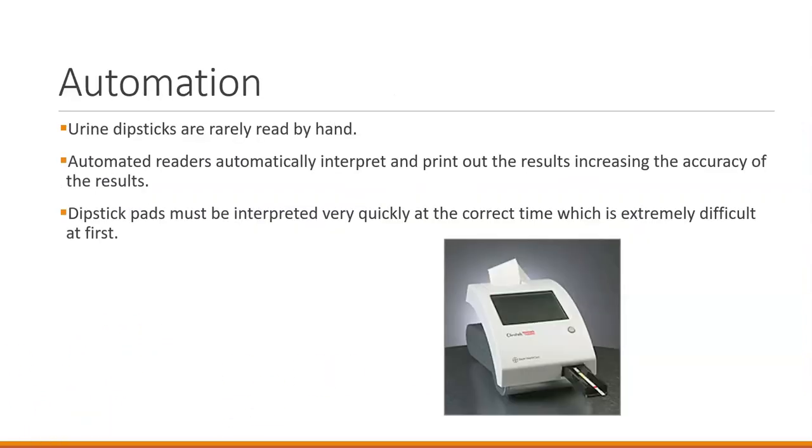In the modern laboratory, urine dipsticks are rarely read by hand anymore. Don't get me wrong, the machine may break, so you need to know how to do the manual, or you may be in a very, very small facility. But for the most part, the strips are read by an instrument. Automated readers automatically interpret the results and print out the results, increasing the accuracy.